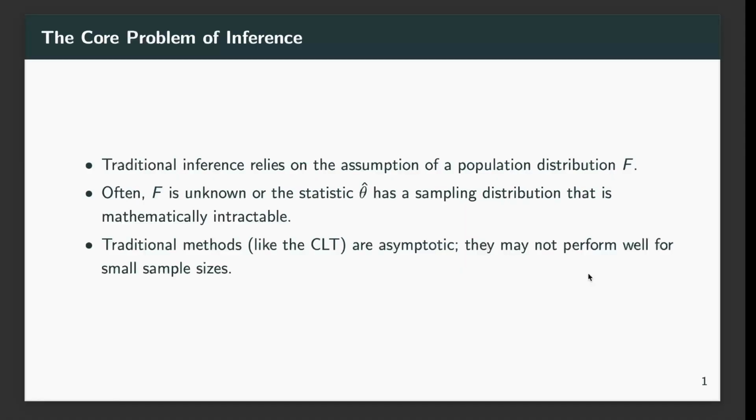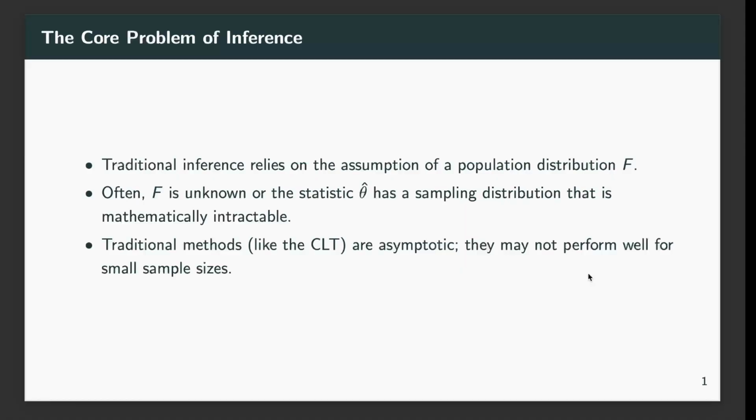And the traditional methods such as the central limit theorem are asymptotic, which means that they may not perform well for a small sample size. Even when we apply the central limit theorem and it tells us that the statistic is approximately normal, this is just an approximation. For a small sample, for example n equal to 10 or 20, the normal approximation for the sampling distribution might be quite poor, especially if the population is skewed or heavily tailed.